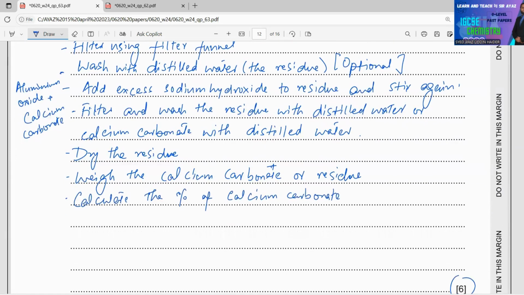How are you going to calculate? You have the mass of calcium carbonate, multiply by 100 and divide by the initial mass of solid mixture.